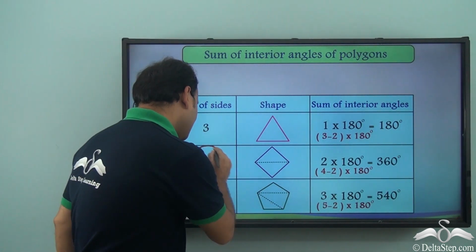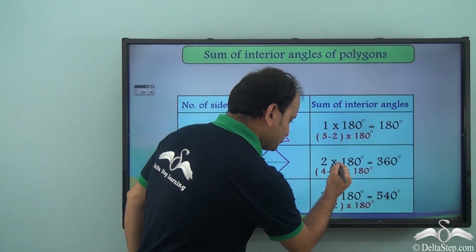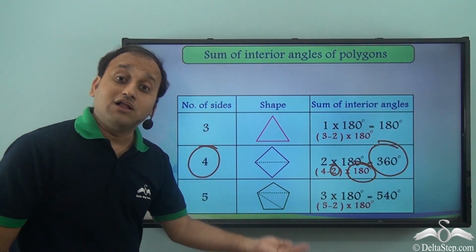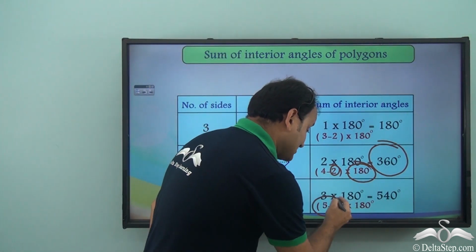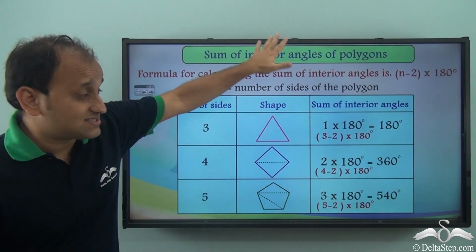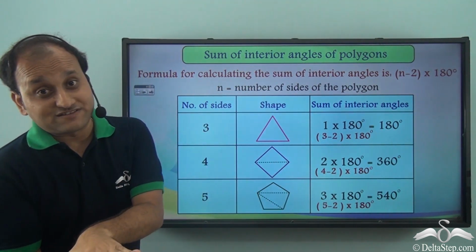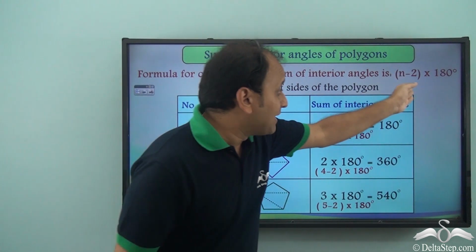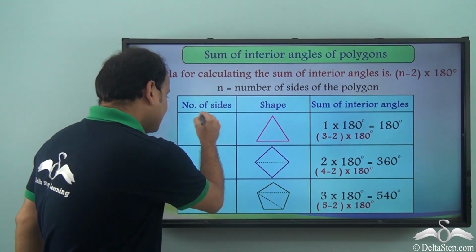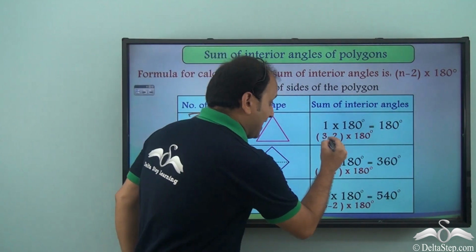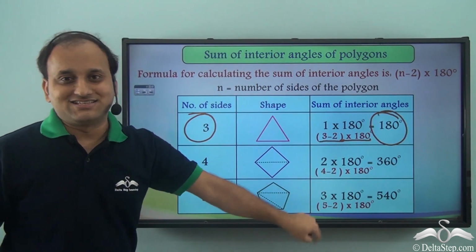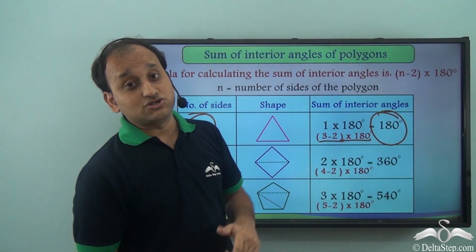So, what we do is number of sides minus 2 into 180 degrees gives us the sum of all the internal angles of the polygon, as you can see. So, this is the formula for calculating the sum of interior angles when number of sides is n, that is n minus 2 into 180 degrees. So, here in every case, what do we see? Number of sides n minus 2 into 180 degrees gives us the answer, that is the sum of all the internal angles of the polygon.